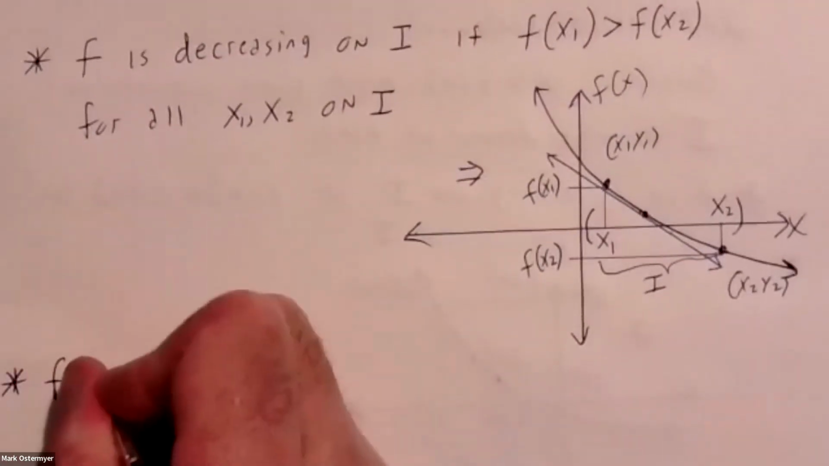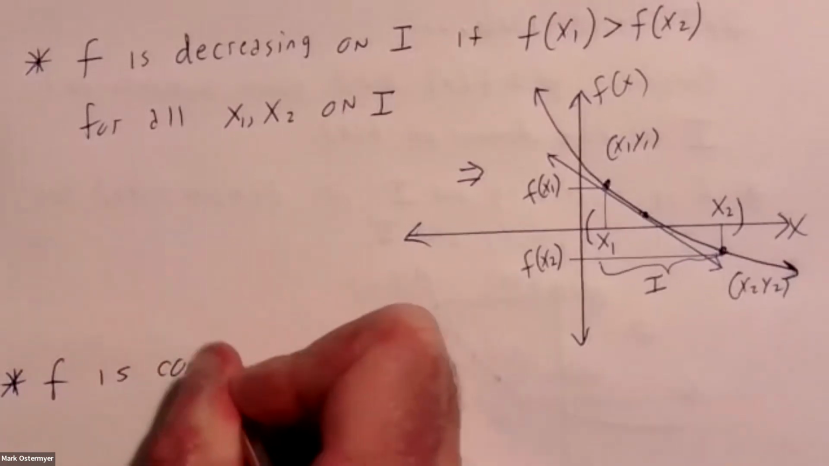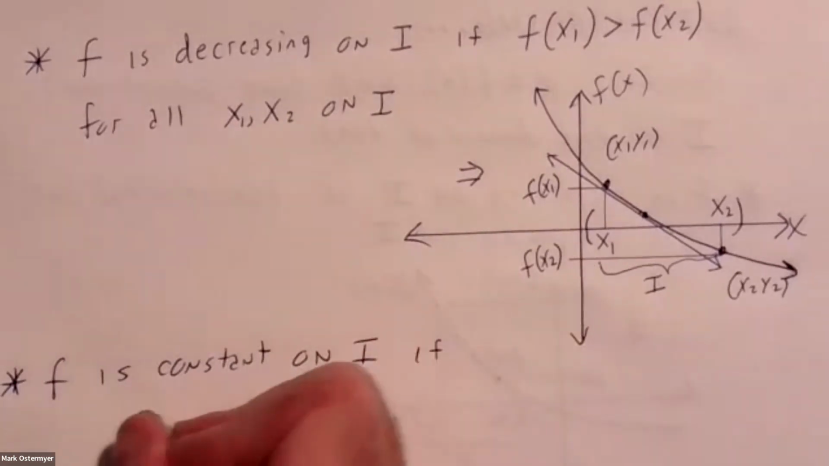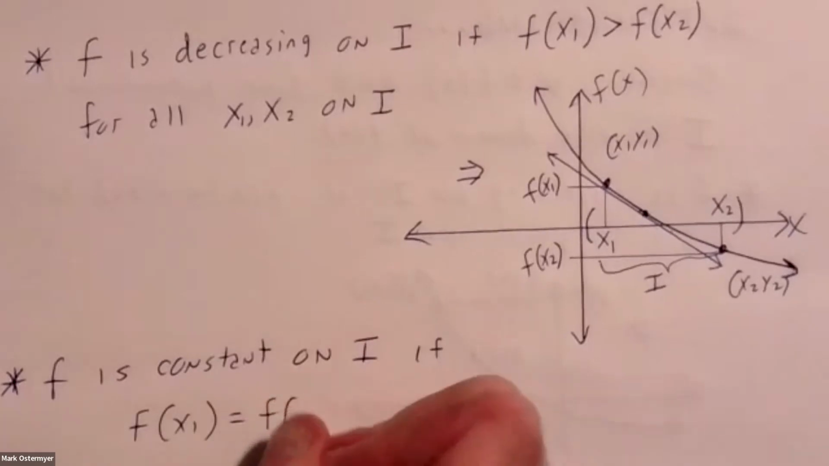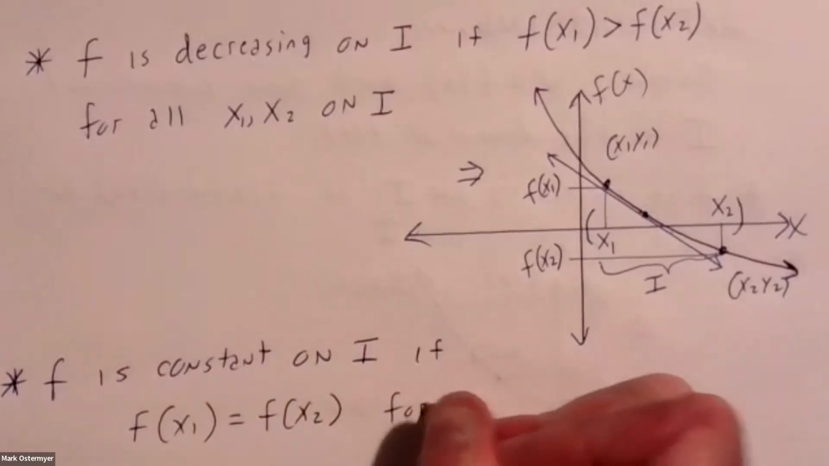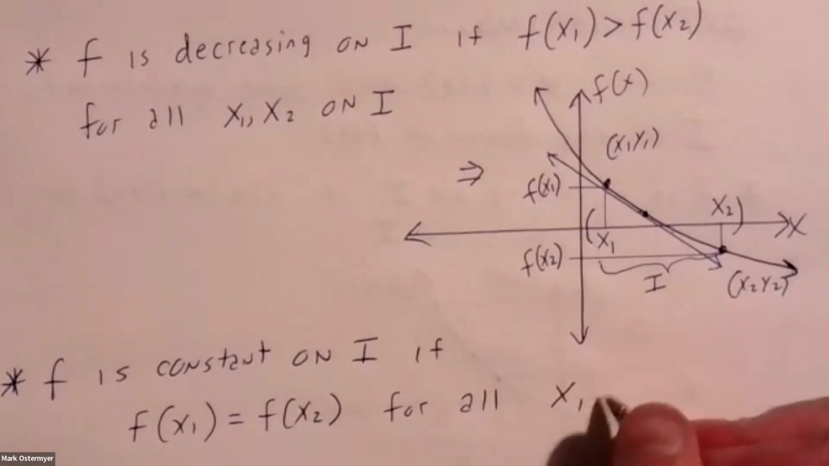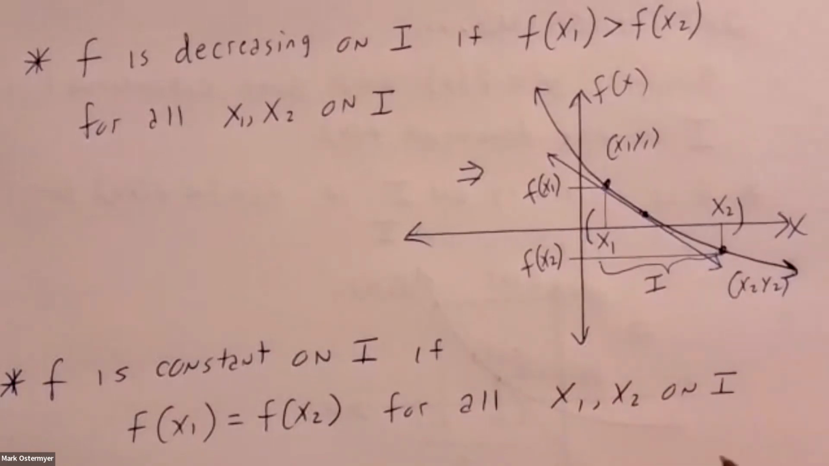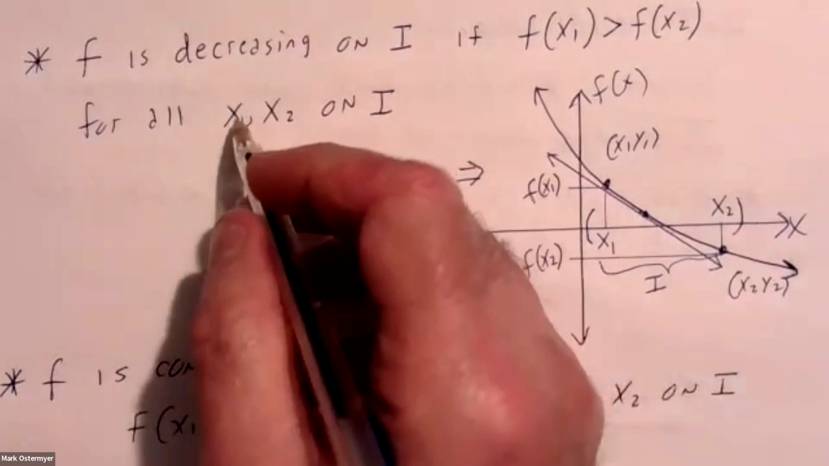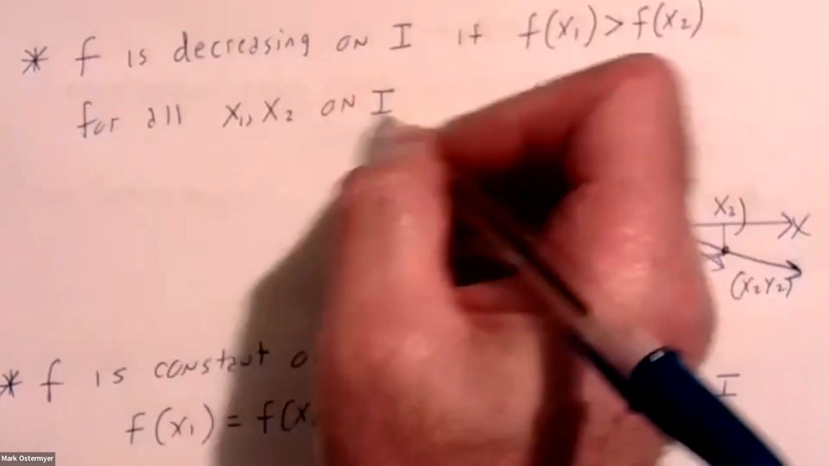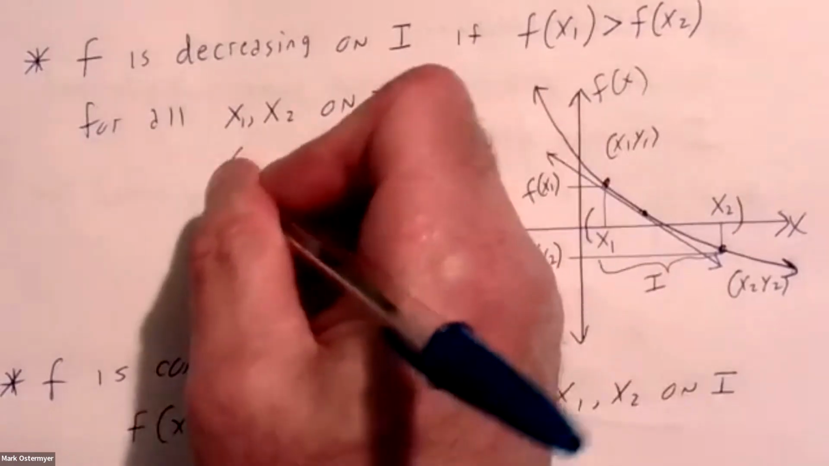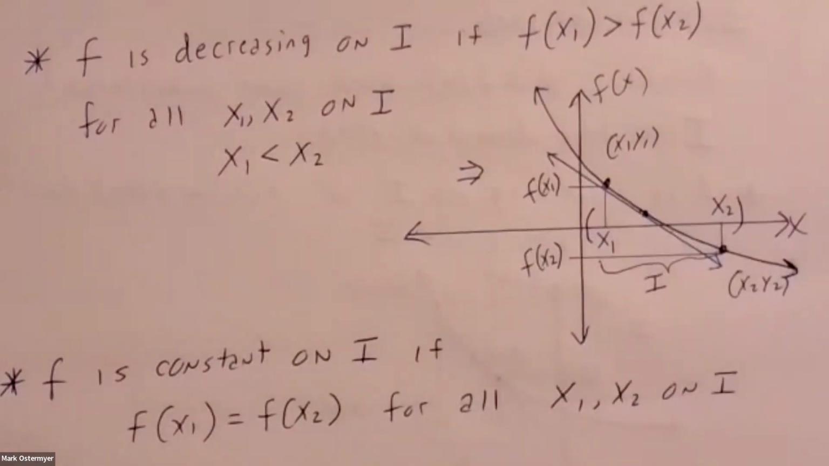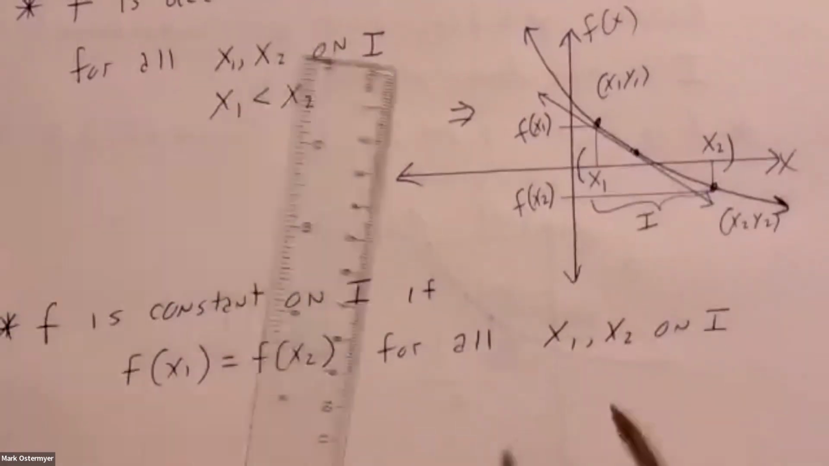We say that f is constant on our subinterval I if f of x sub 1 is equal to f of x sub 2 for all x1 and x2 on our subinterval. Okay. By the way, for decreasing up here, not only did x1 and x2 have to be on a subinterval, but x sub 1 had to be less than x sub 2 in this situation for the decreasing case. Okay. All right, constant function.